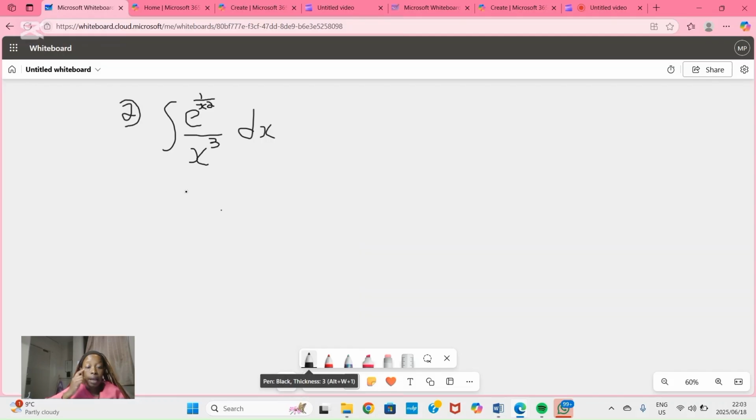Now we're moving to our second example. In our second example, we have the integral of e to the exponent 1 over x squared over x cubed dx. So in this example, we have to let u equals 1 over x squared so that we can be able to differentiate. We're going to let u is equals to 1 over x squared.